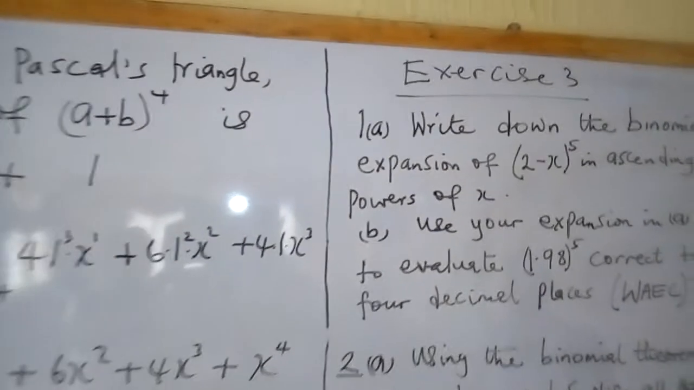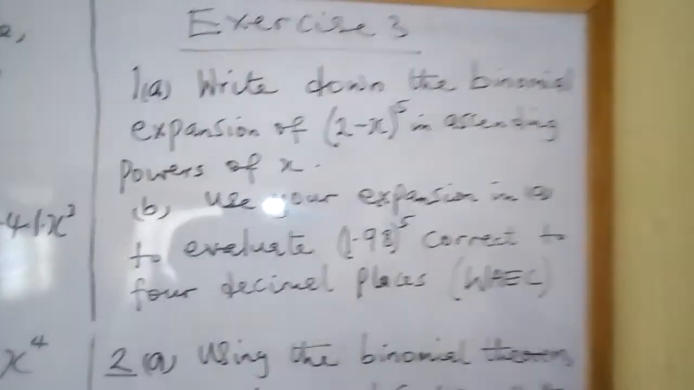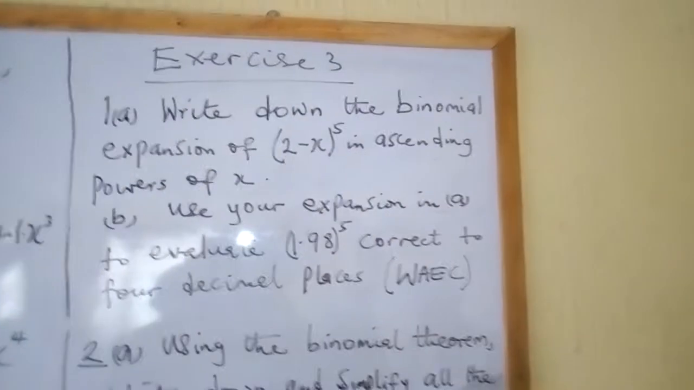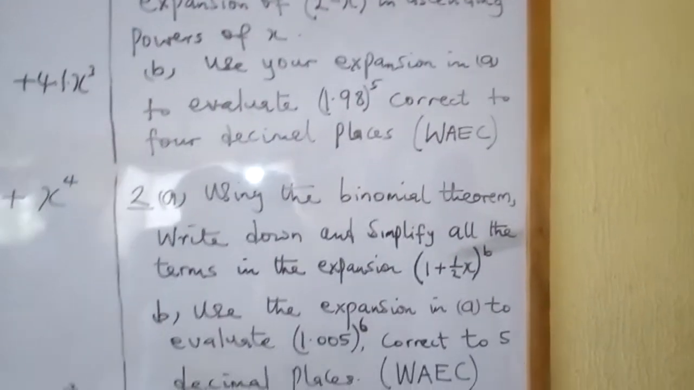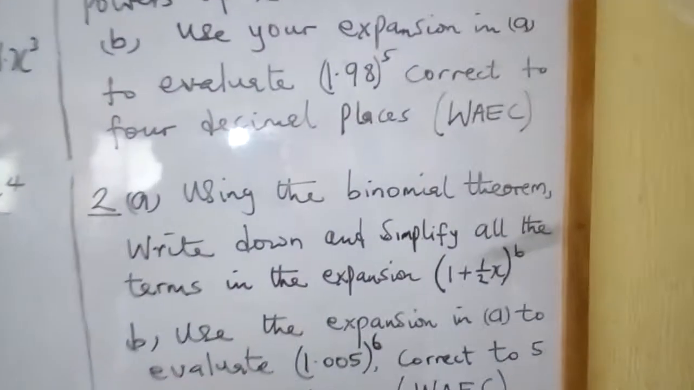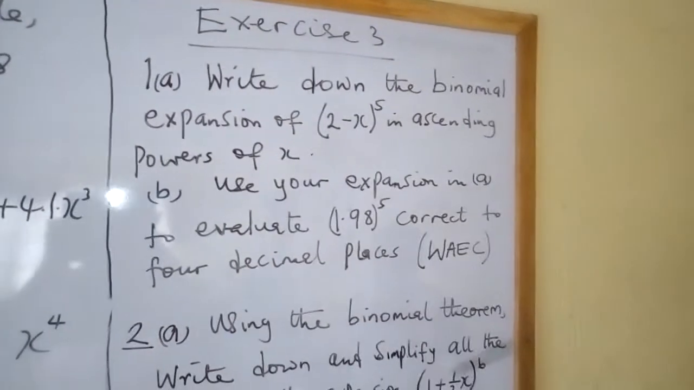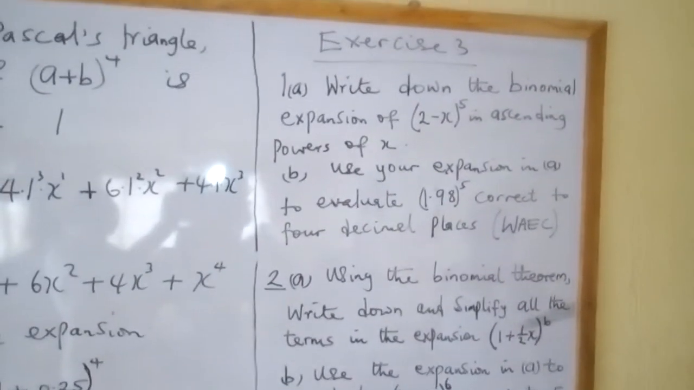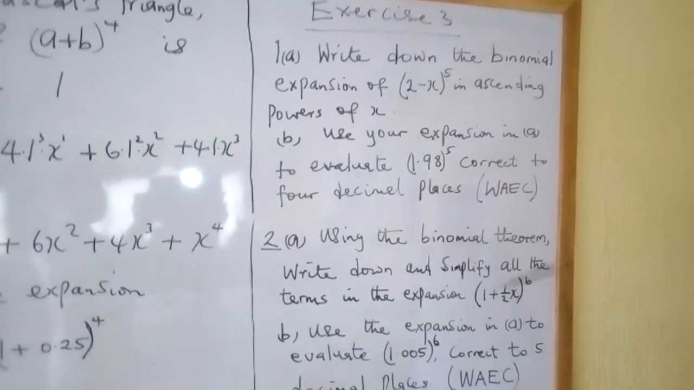Now, this is exercise 3. I will advise you to solve these problems using the above examples we have solved. Follow it strictly and you'll be able to solve them correctly. You have the question 1. A. Write down the binomial expansion of 2 minus x raised to power 5 in ascending power of x. B. Use your expansion in A to evaluate 1.98 raised to power 5 correct to 4 decimal places. That is taken from WAEC also.